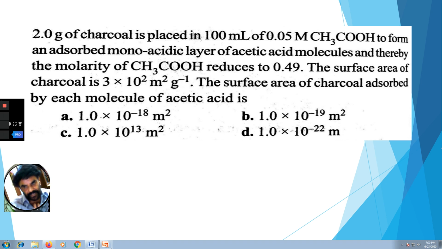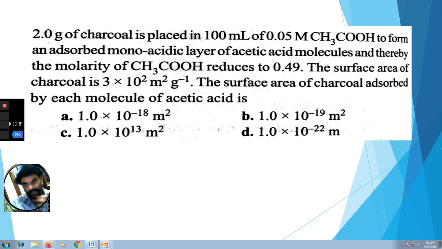He has given a condition. So that is, acid molecules are forming a monolayer. A unimolecular layer is formed on the surface of the charcoal. Due to the adsorption, the molarity of the acetic acid decreases. The final concentration of the acetic acid is given, that is 0.49. That means 0.5 molar solution to 0.49 molar solution.